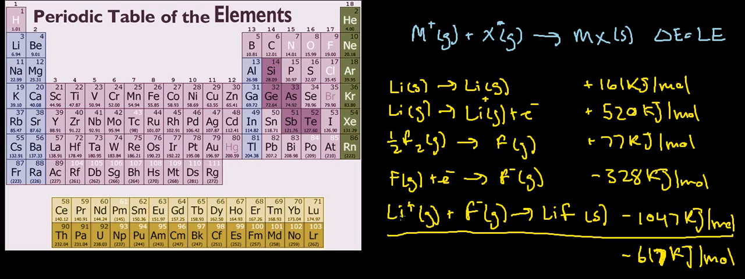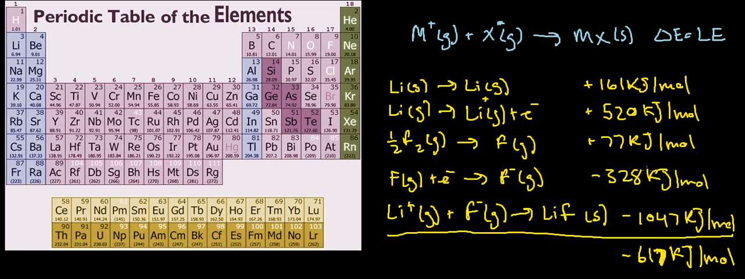Lithium plus fluorine is equal to lithium fluoride solid, minus 1047 kilojoules per mole. And I may as well go over the other steps while I'm here. Which of these would be an ionization energy? Ionization energy is giving up an electron, so it would be this one right here, lithium becoming a cation. So what about electron affinity? Electron affinity would be this one, fluorine accepting an electron, minus 328.